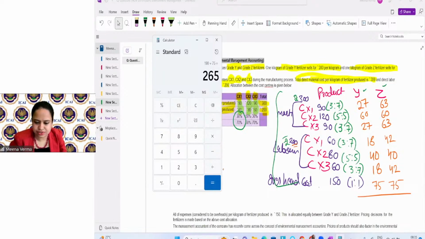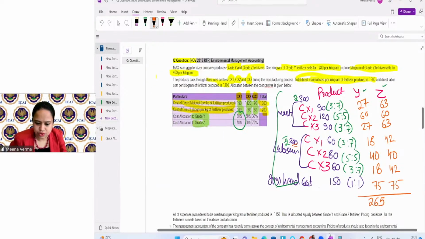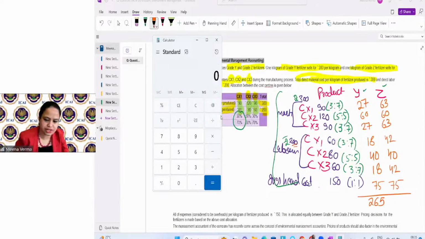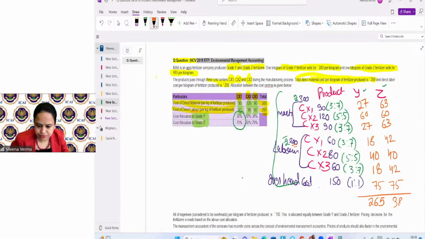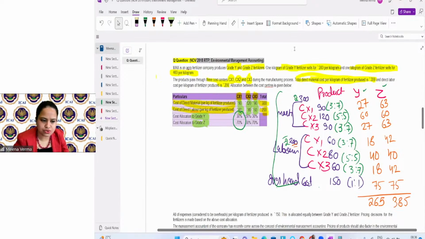So 265 is the total cost for the company. Next one is what? 63 plus 60 plus 63 plus 42 plus 40 plus 42 plus 75. So this will be 385, right? So these are the total costs for the company. All right. Please let me know if this is correct or not. Yes. Okay. Next.